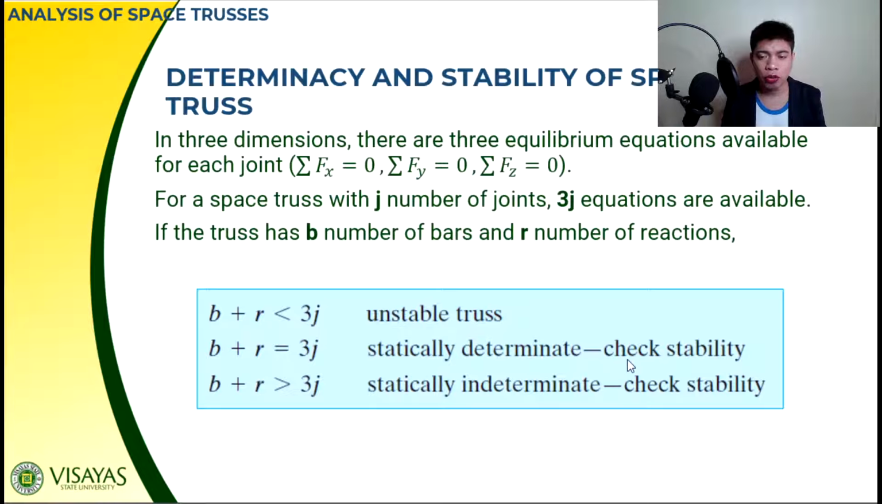Depende, kung pag-check mo, stable siya, di ba? Kasi sabi nga natin before, itong case na to ay maaaring maging unstable pa din, depende sa ating supports and depende sa ating loading. Okay? Kung yung b plus r is greater than 3j, then that is statically indeterminate, or you have to check again its stability. Okay? So, paano ba yung ating pag-check ng stability?